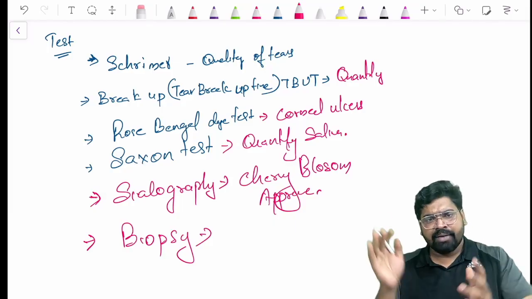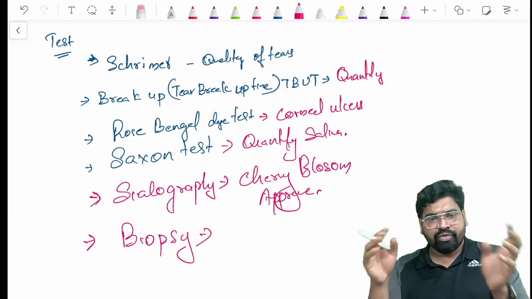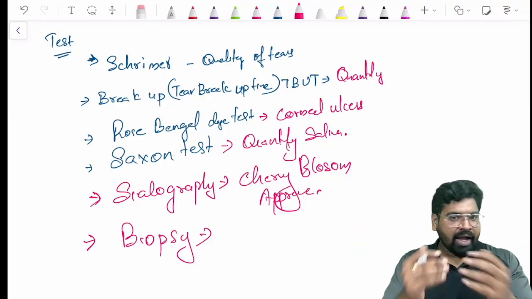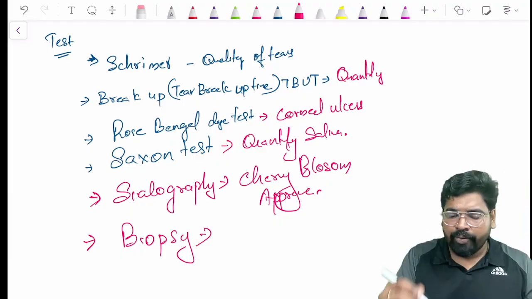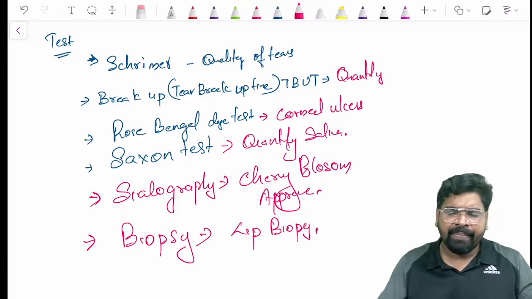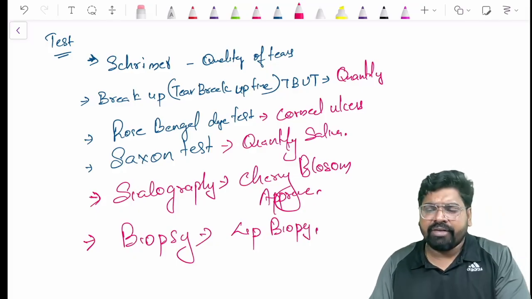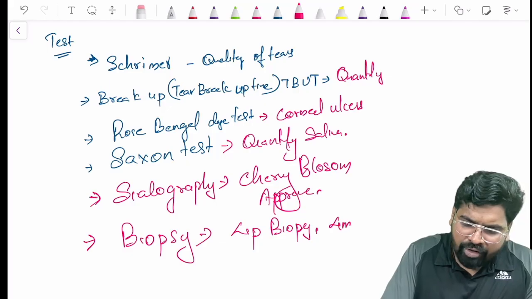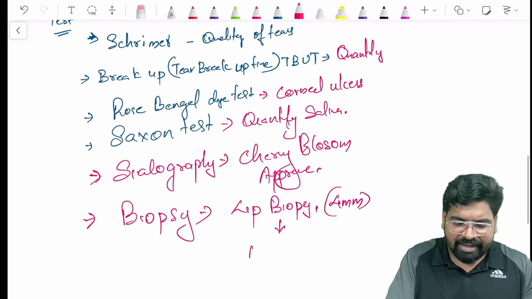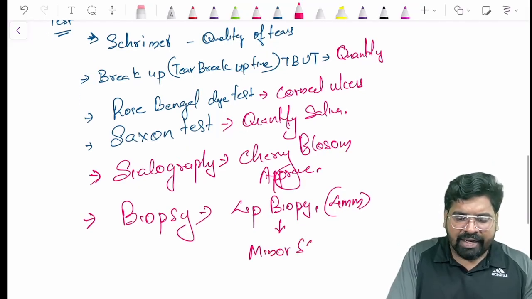I did the breakup time test. I did Rose Bengal. I bought a saxophone. I took a photo with you with the cherry blossom and all. But still, if you are not willing, I do a biopsy. And how do you do a biopsy? I do a lip biopsy, and I will take a small bit, 4 mm of tissue from the lip, and I will look for a minor salivary gland. I will check the minor salivary gland.